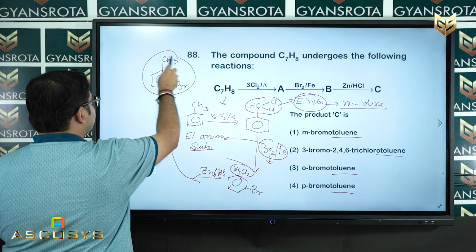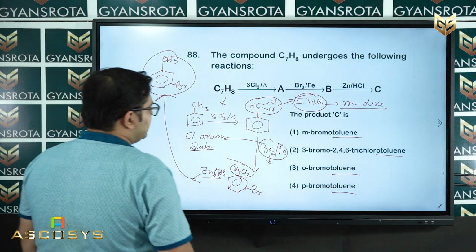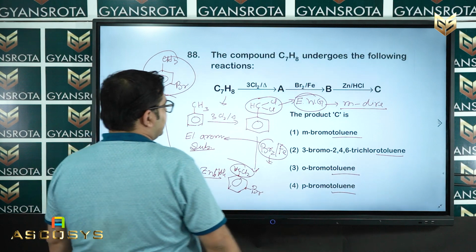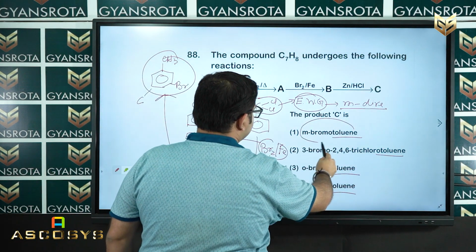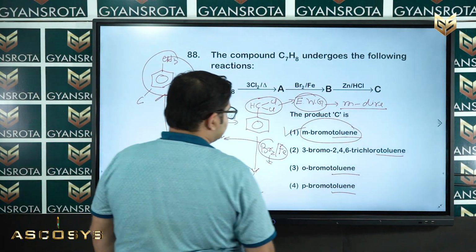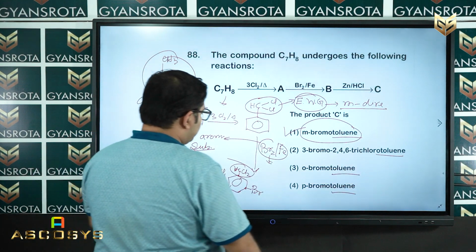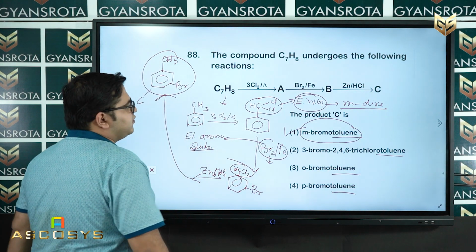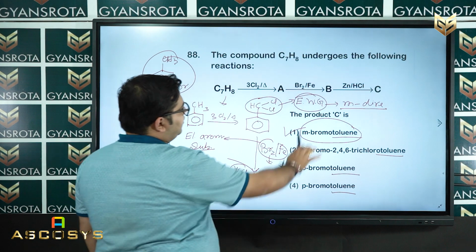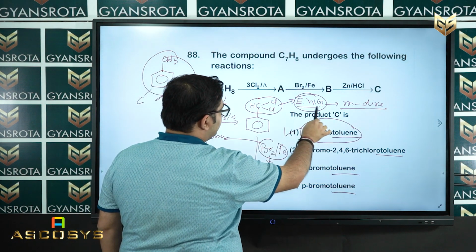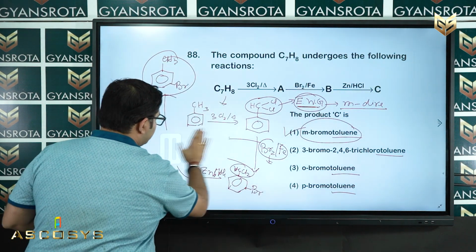So, this is nothing but your C. Now, if you see which one is metabromotoluene, that is the correct option. Now, is it required to solve all the things? No, no need. If you know that this is an electron withdrawing group, just remove this part.